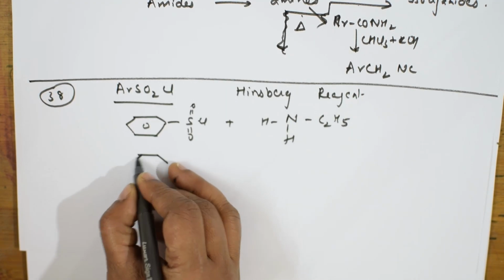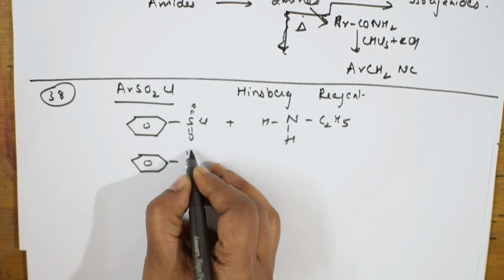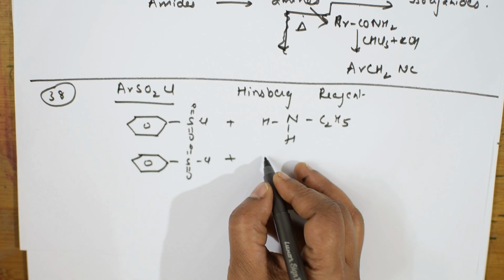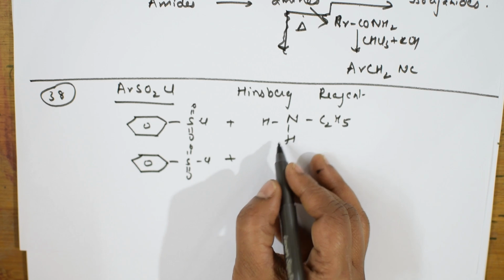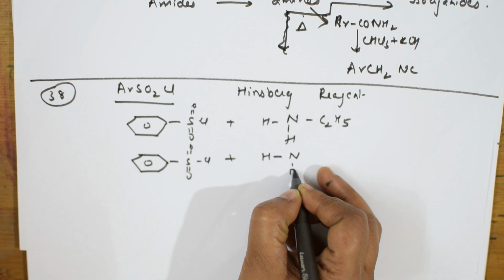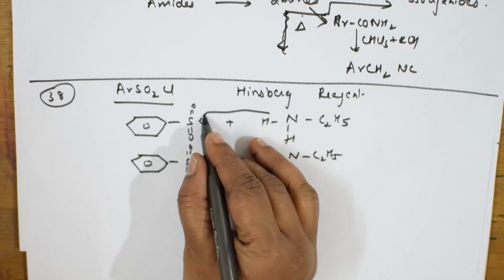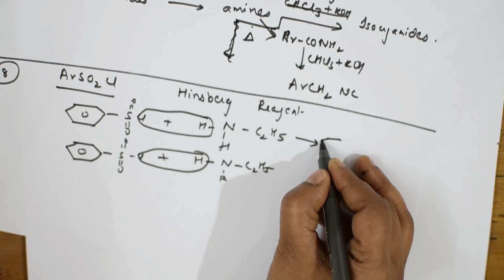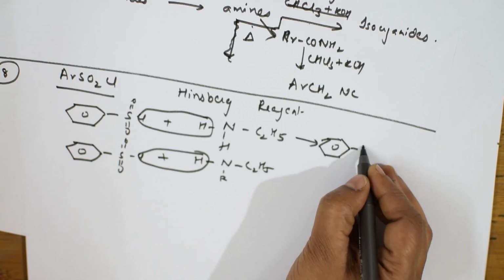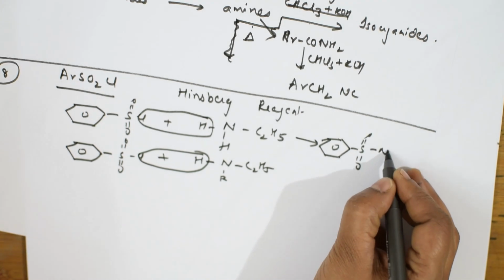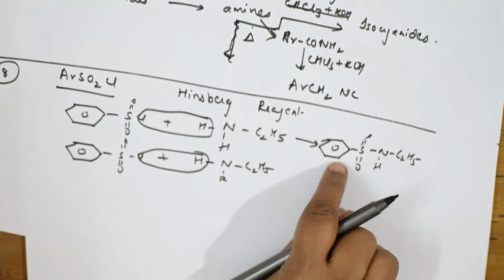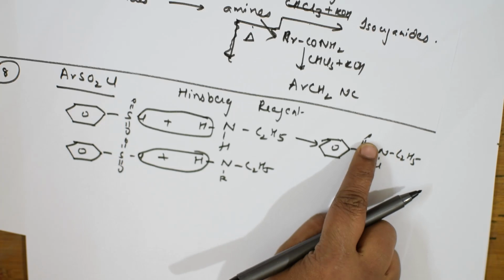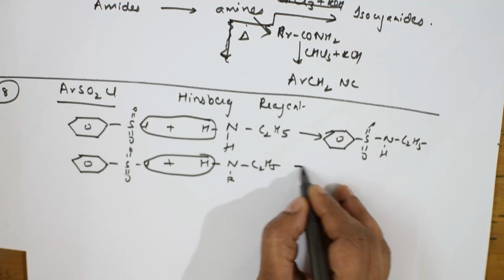The same Hinsberg reagent, if you introduce a secondary amine, which has only 1 H instead of 2 H, what do you get? HCl is out. Let me write one product. This converts into C6H5 SO2 NH C2H5. What is the name of this compound? This is called N-ethyl benzene sulfonamide.